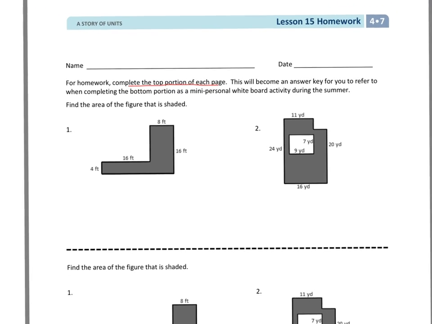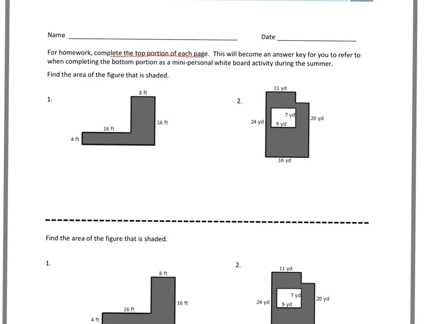And what it says is find the area of the figure that is shaded. So we have an irregular shape here, and I'm going to draw this to cut it off. So I have a 4 by 16 and an 8 by 16. So I need to find the area of both of those together. And my formula is area equals length times width. And you might see it that way, you might also see it this way. Either way, I'm going to use those formulas because they're the same thing.